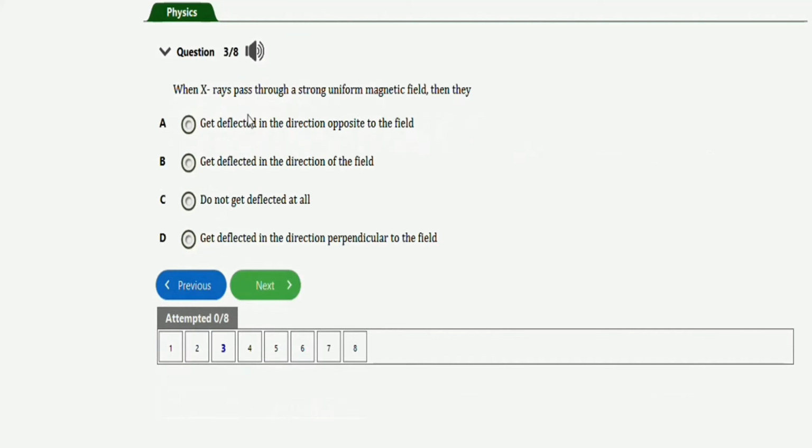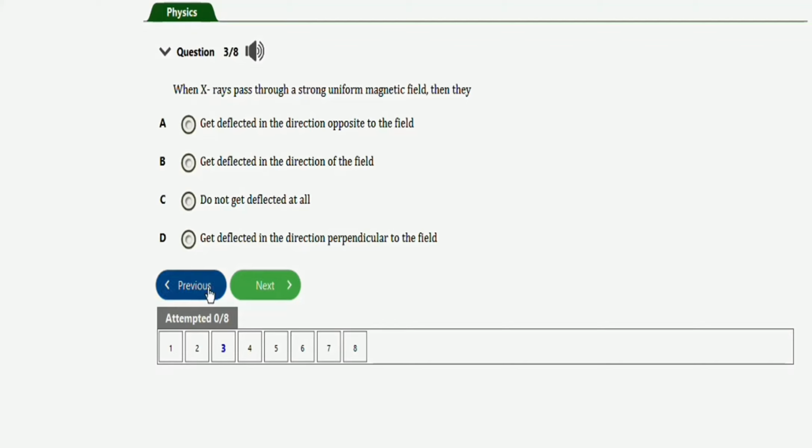It says, when X-rays pass through a strong uniform magnetic field, then they can get deflected in the direction opposite to the field. This is option A. Option B, get deflected in the direction of the field. Option C, do not get deflected at all. Option D, get deflected in the direction perpendicular to the field. So the right option is option C, which is they do not get deflected at all.